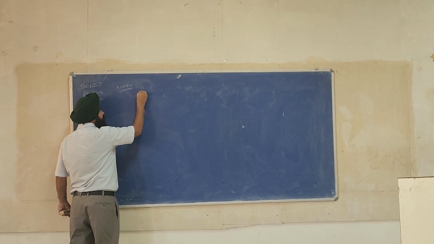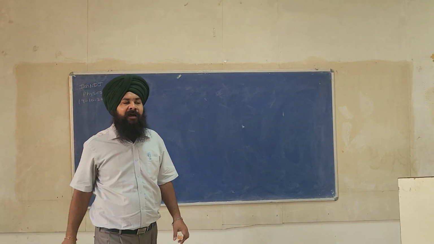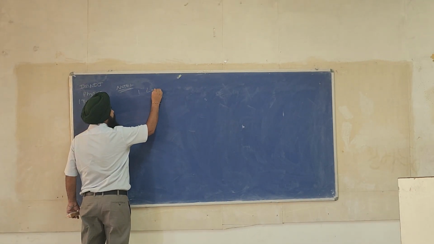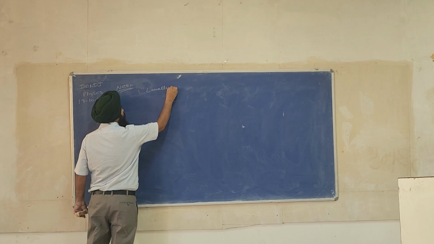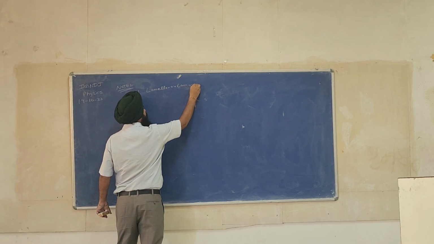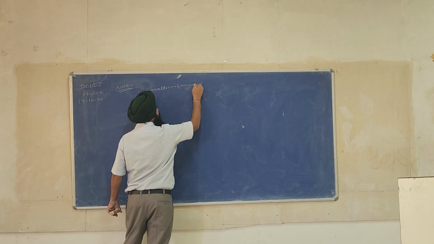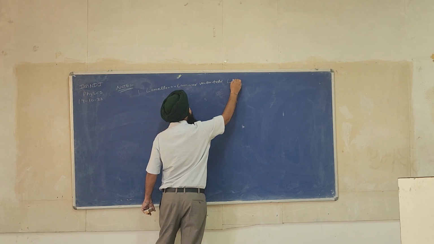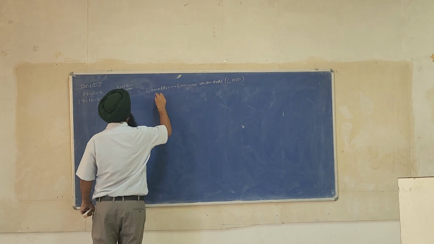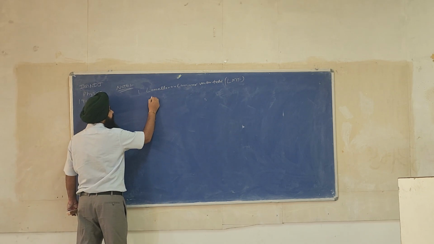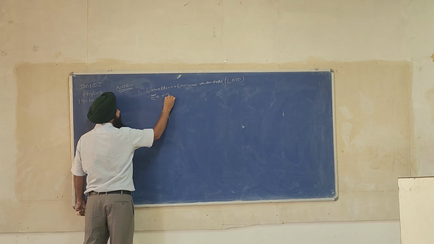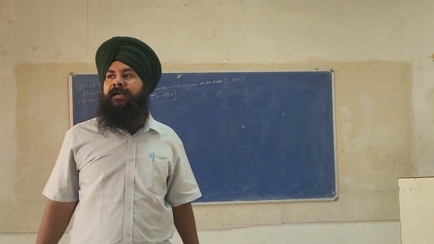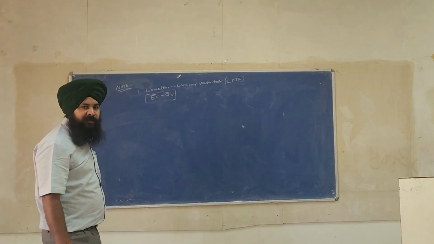Note number 1. A vector field is said to be a lamellar or laminar vector field, LMF, only if it is expressed as the negative gradient of some scalar potential. If the electric field can be expressed as the negative gradient of some scalar potential, it is a lamellar vector field.